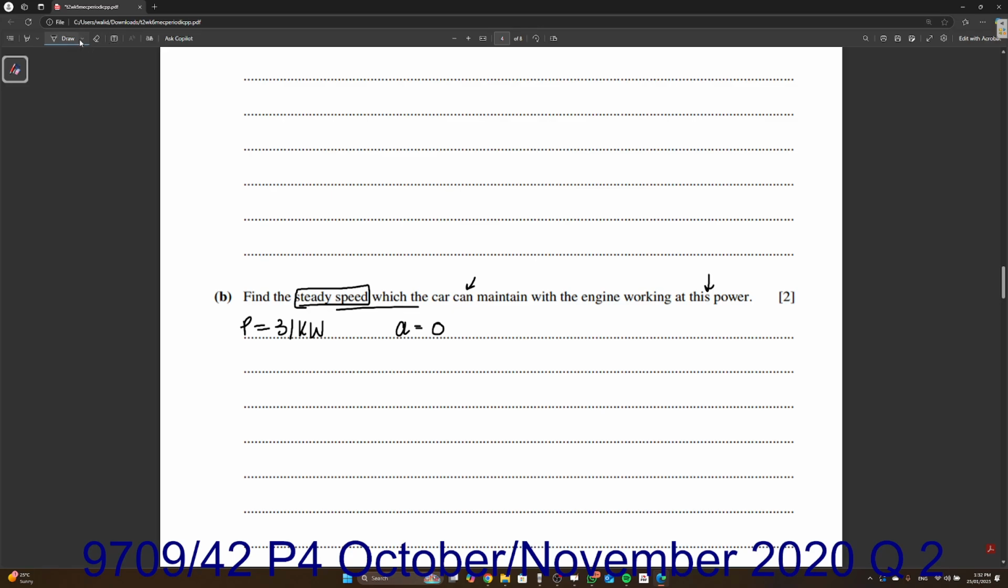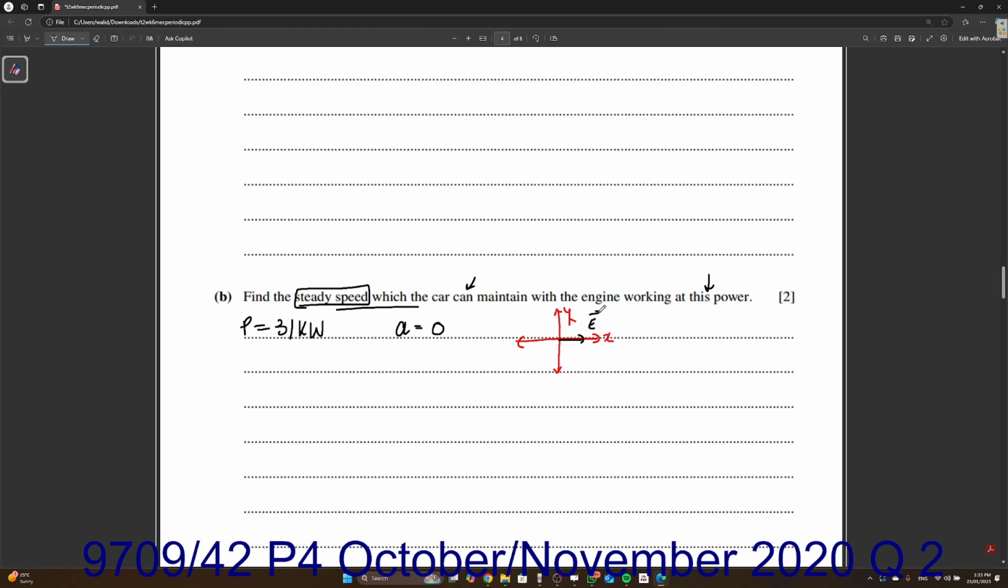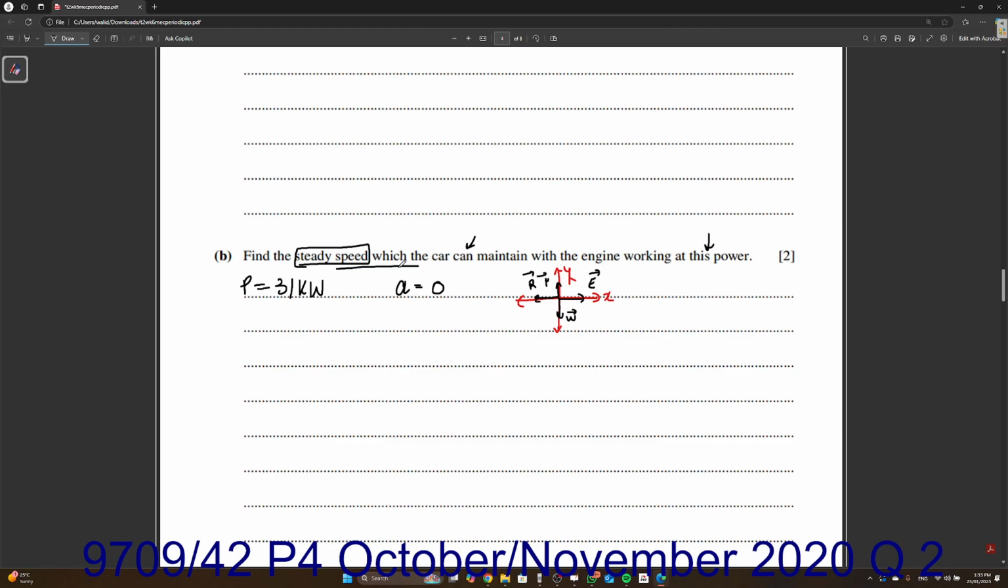Again, when we're working with forces, draw your FBD. So we're going to reuse the same FBD. I'll just redraw it for you. Okay, here's your y-axis, your x-axis. Let's redraw our forces. We have the E force, we have our weight, we have our resistance, and we have N. So steady speed means a equals 0, okay?